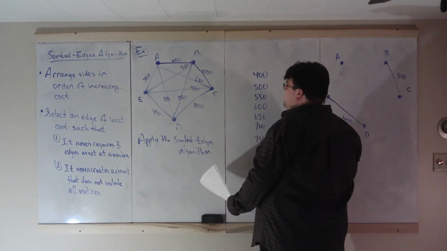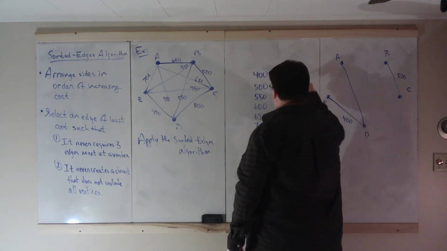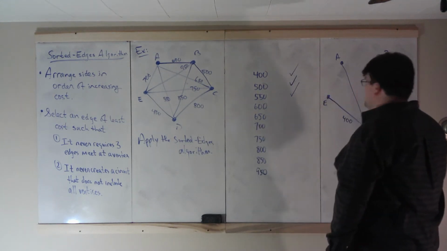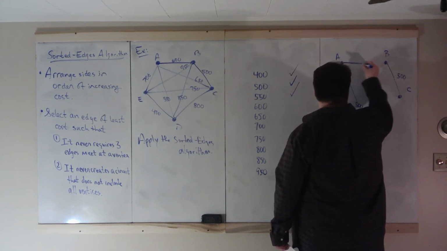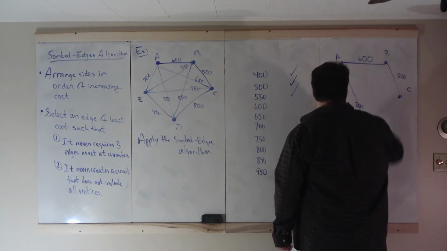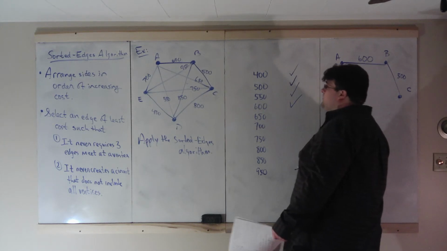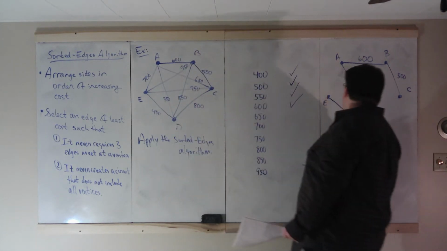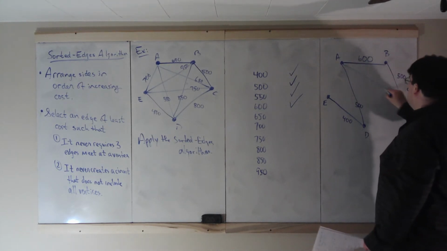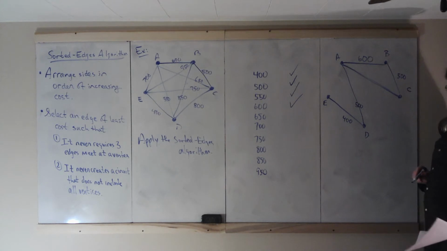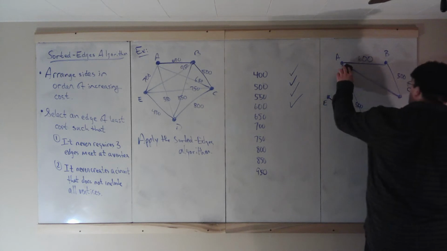What about 550? Where's 550? Yes, we can add that. How about 600? Can we add 600? Well, if we add 600, well, looks like we can. We can add 600. How about 650? Can we add 650? Which one is 650? That's A to C. Well, look what happens if you add from A to C. It creates the circuit ABC. Well, ABCA. So you can't add 650.